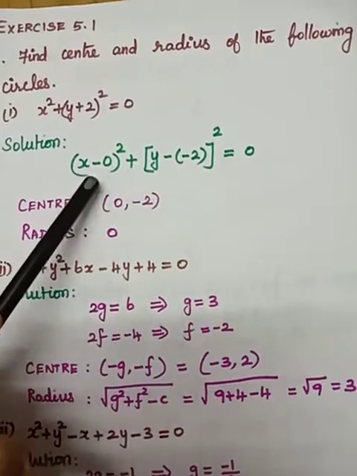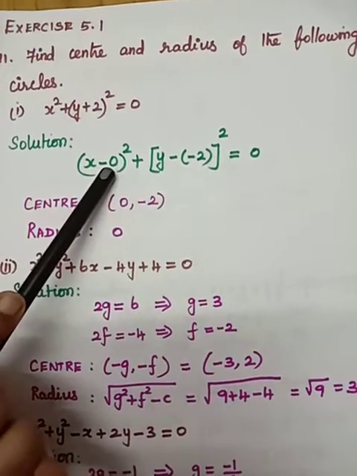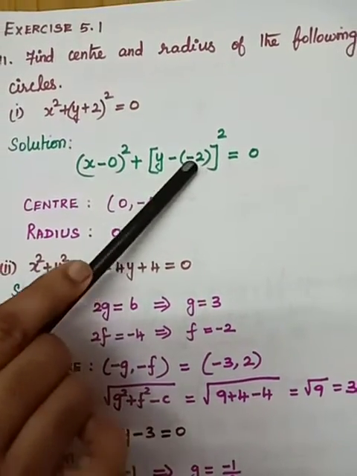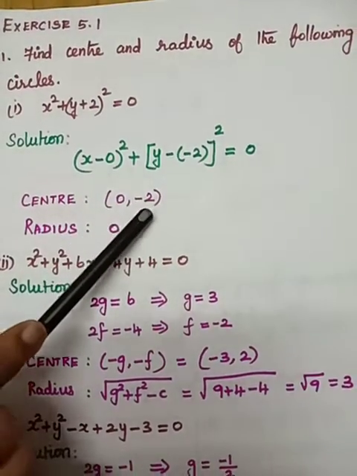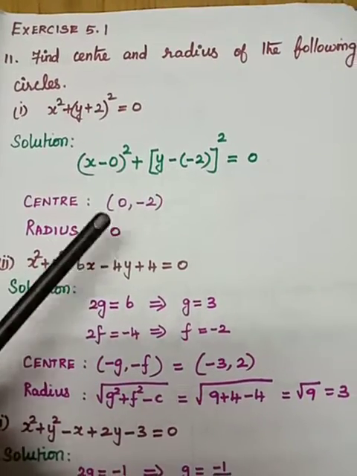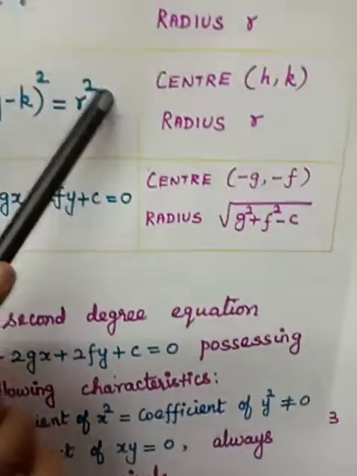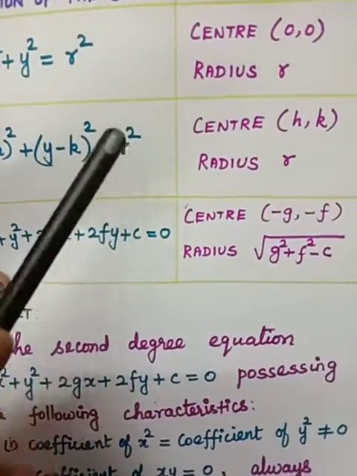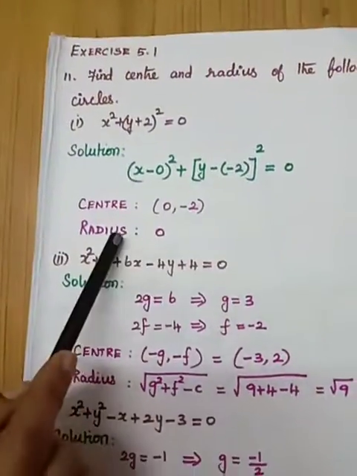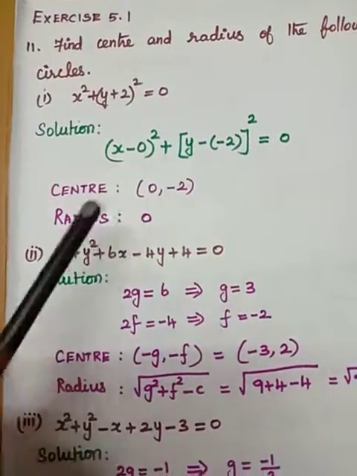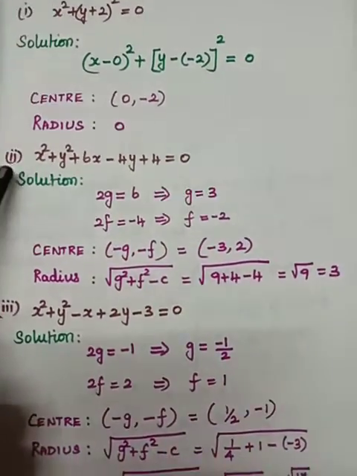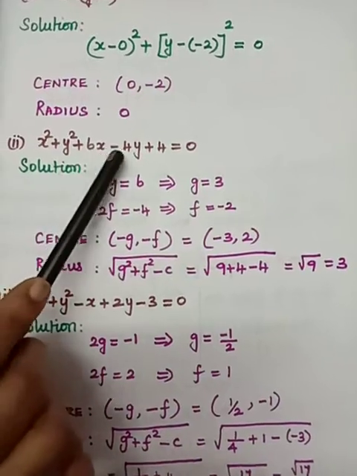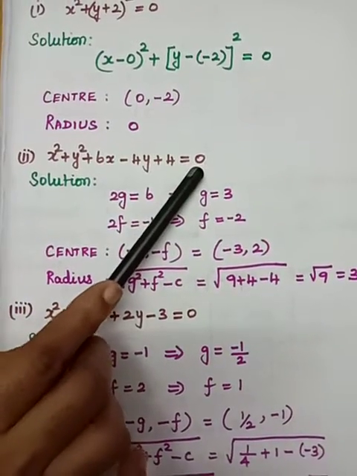You see the center h, k. So this is your h and this is your k. So center is 0, minus 2. And what is the radius? If the equation is like this, the right hand side is the square of the radius. Therefore radius is equal to 0. Take the second one: x squared plus y squared plus 6x minus 4y plus 4 is equal to 0.